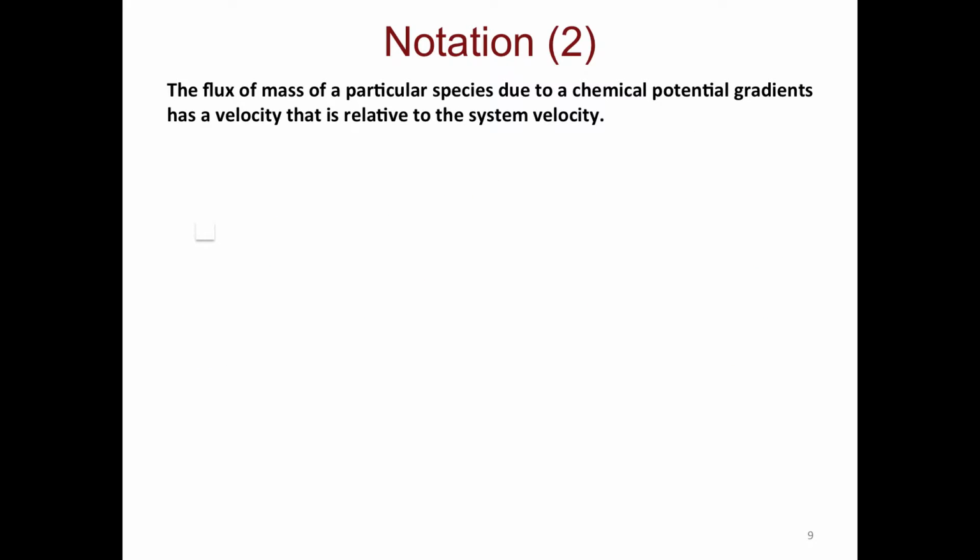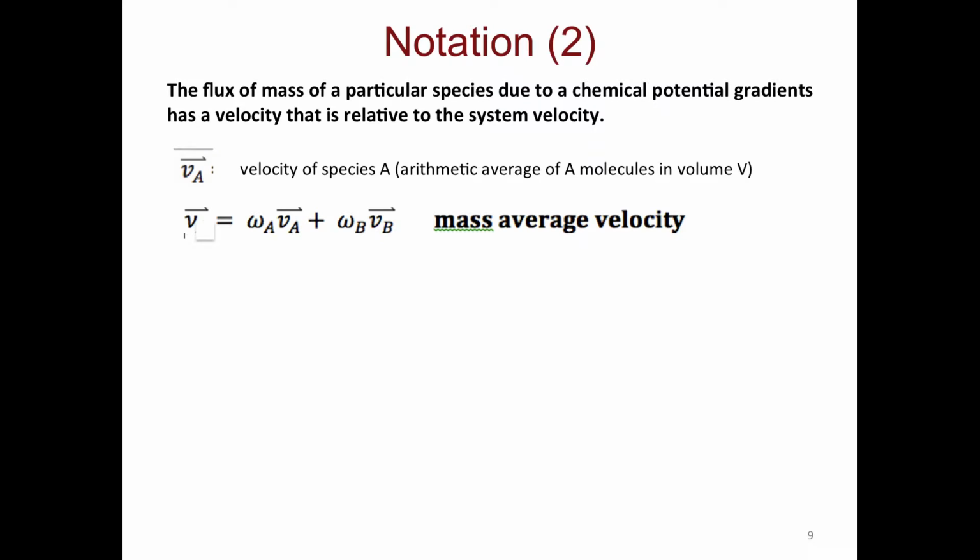Okay? So for the flux of a particular species, I'm going to refer to VA, and that's basically the velocity of all of the species A molecules in my volume. And similarly, I'm going to have VB. And then my actual phase velocity is the mass average of the two. So I'm going to have the fraction of A times VA plus the fraction of B times VB.